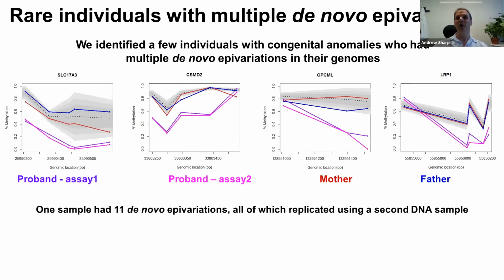And one other thing, we also found many individuals that have, for example, multiple de novo epivariations in their genome. This is one individual that had 11 different de novo epivariations that were absent in parents. We even went back and got a second DNA sample, repeated the array, and got exactly the same result at all 11, so these are all real.